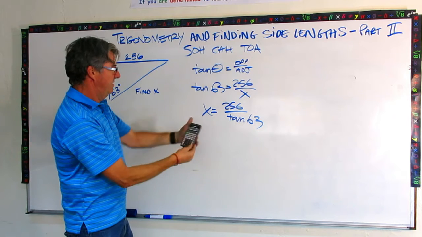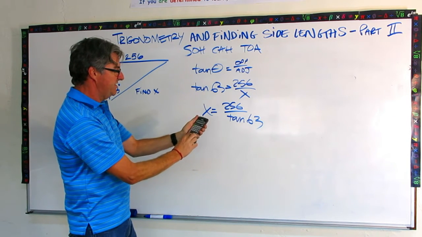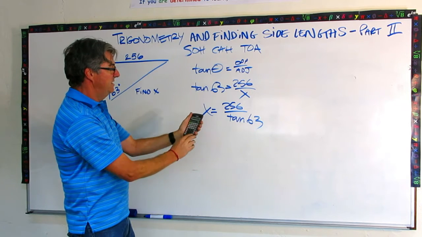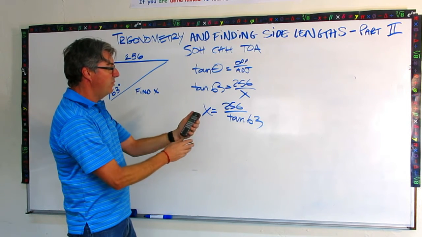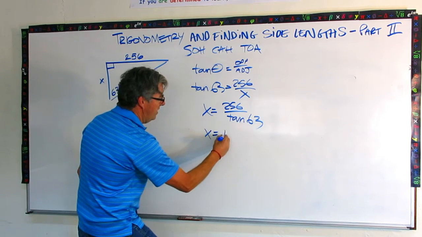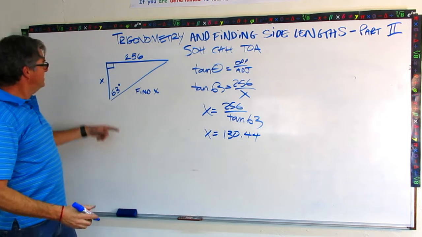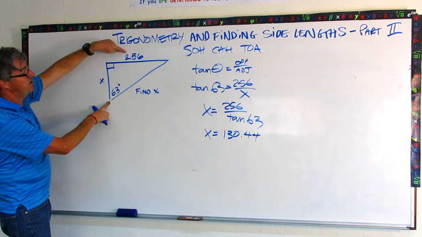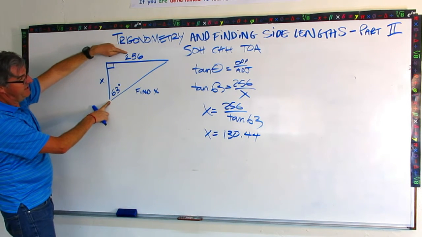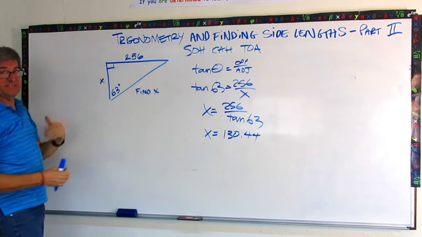256 divided by 63 tangent equals 130.44. So x equals 130.44. And yes, that makes sense. This definitely is shorter than this side. It's like not quite half, but getting kind of close to half of that, and kind of makes sense.